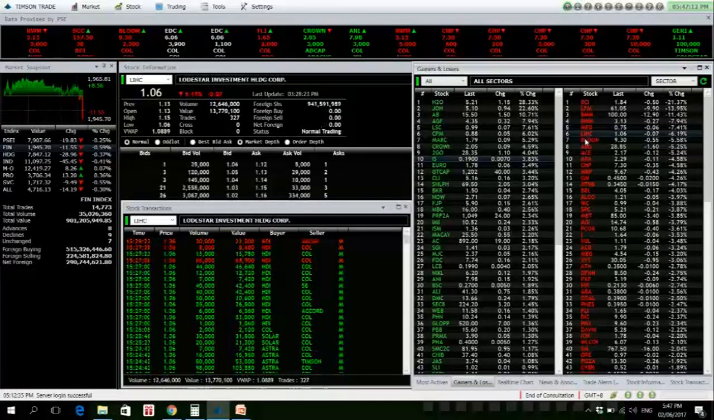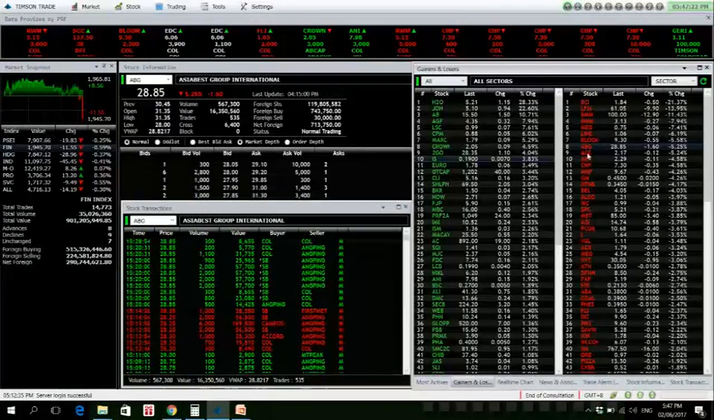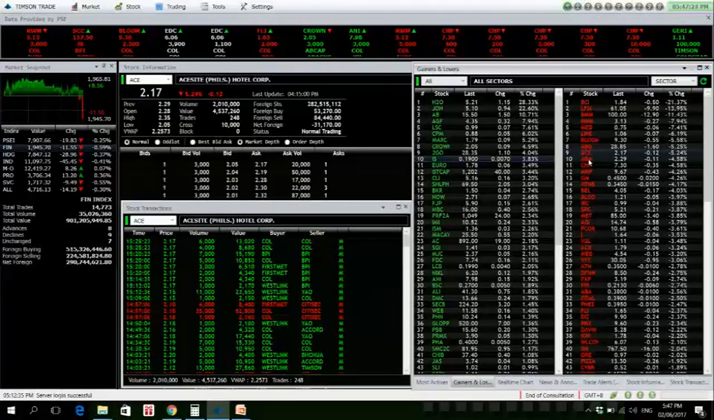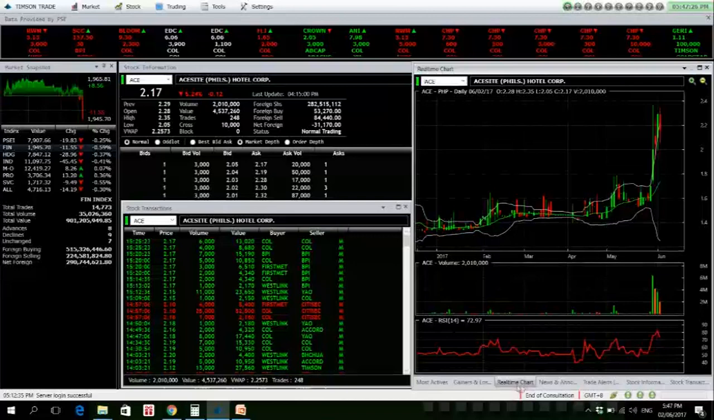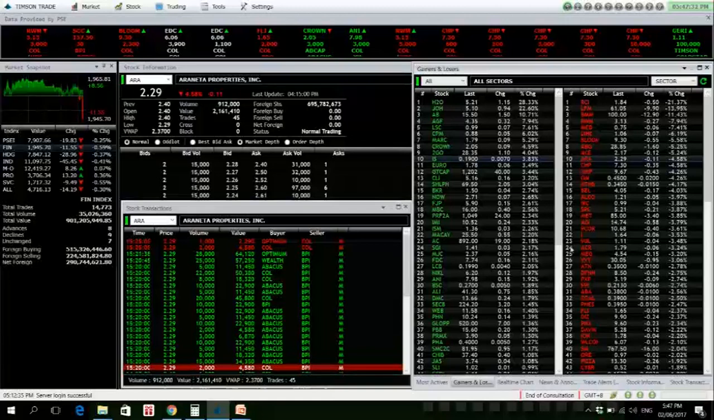LIHC. Bloom. I think this just formed a lower low in the short term, with 110 million in net foreign selling. ABG is down as well. Ace, 5.24. I think the volume is weak though. Yeah, it's weak, so this is still bullish. And Araneta, 4.58% down.